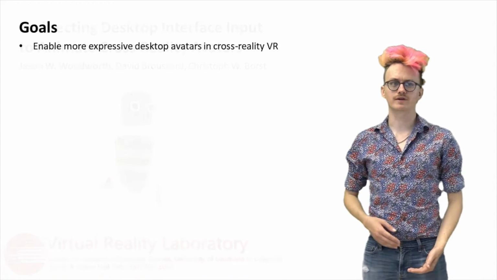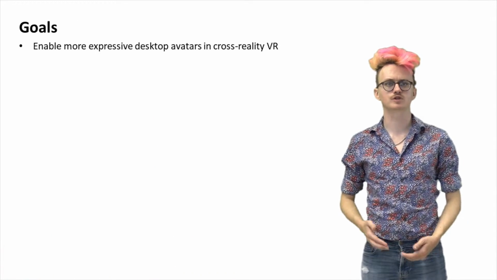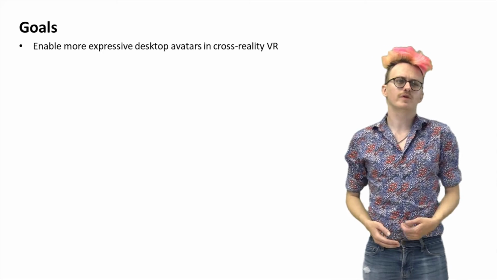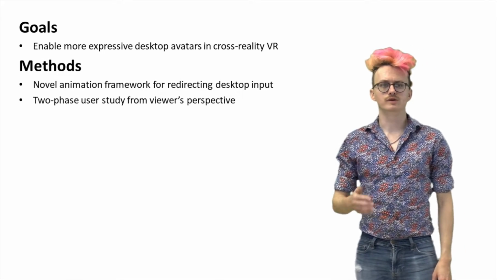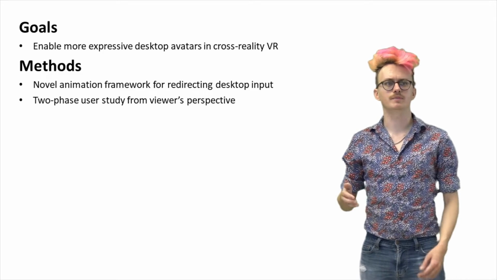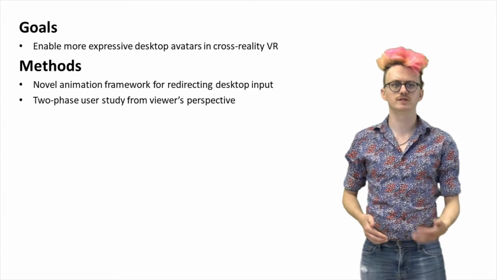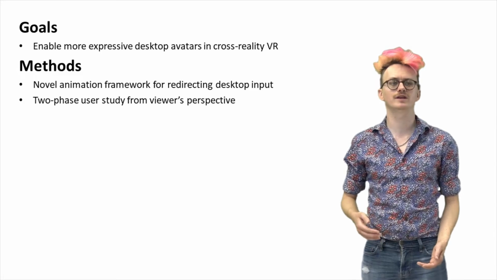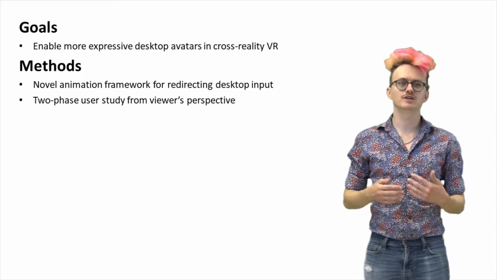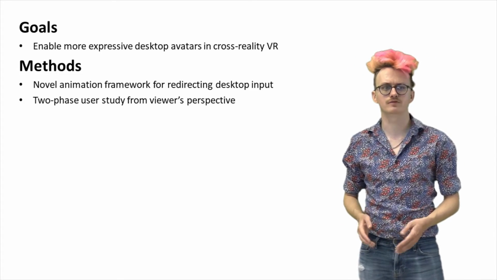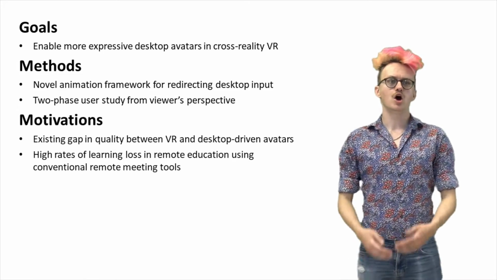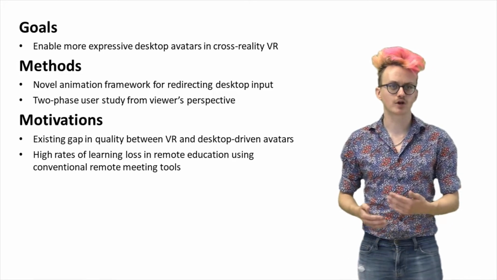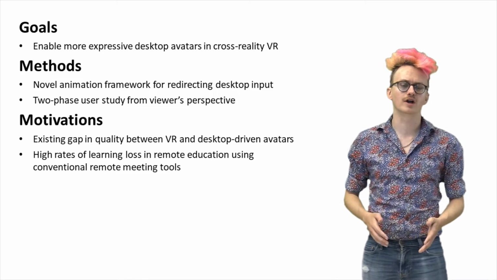In this work, we're giving desktop users more expressive avatars with more human-like motion while they meet with immersed users in VR environments. To do this, we developed methods for redirecting desktop inputs such as eye gaze and pointing motion onto the avatar and evaluated them from a viewer's perspective using a two-phase study comparing different levels of desktop and headset-based avatar control.